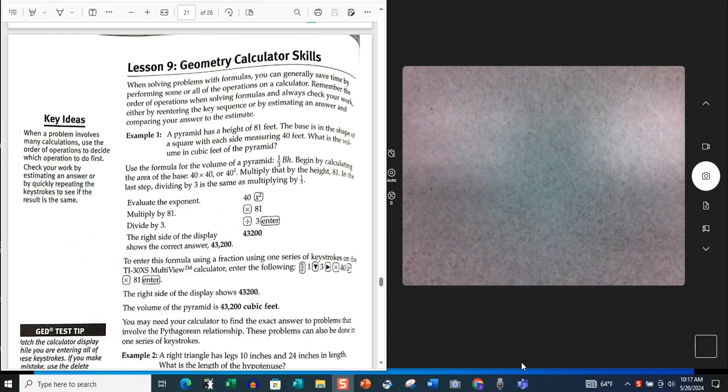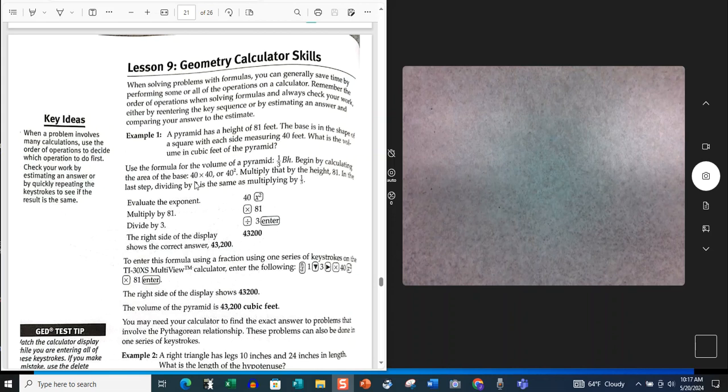It says a pyramid has a height of 81 feet. The base is in the shape of a square with each side measuring 40 feet. What is the volume in cubic feet of the pyramid? It says use the formula for the volume of a pyramid, which is 1/3 base times height.